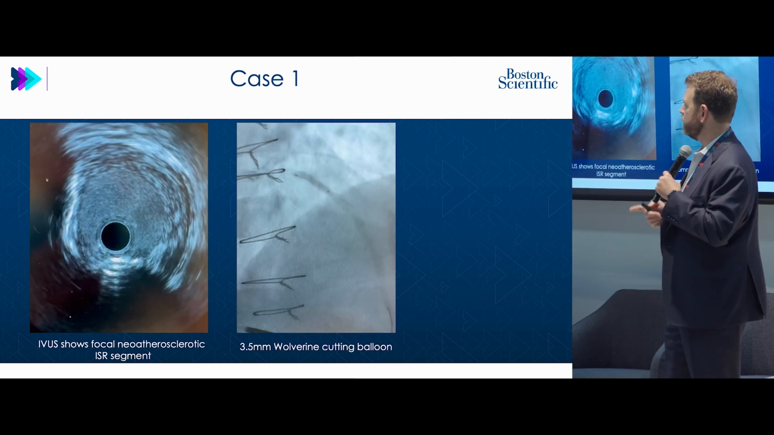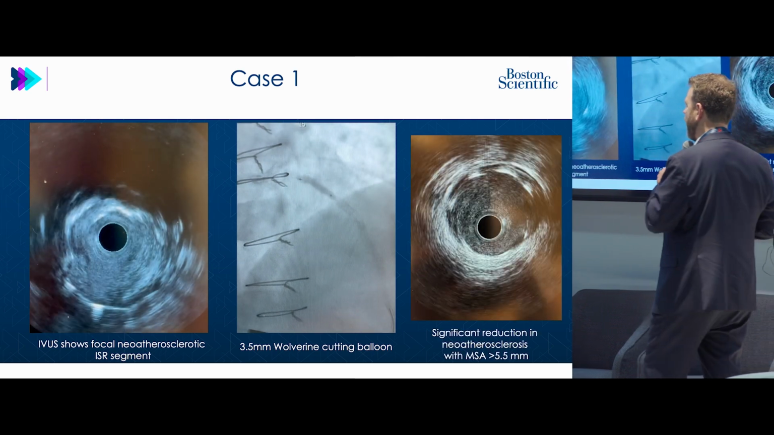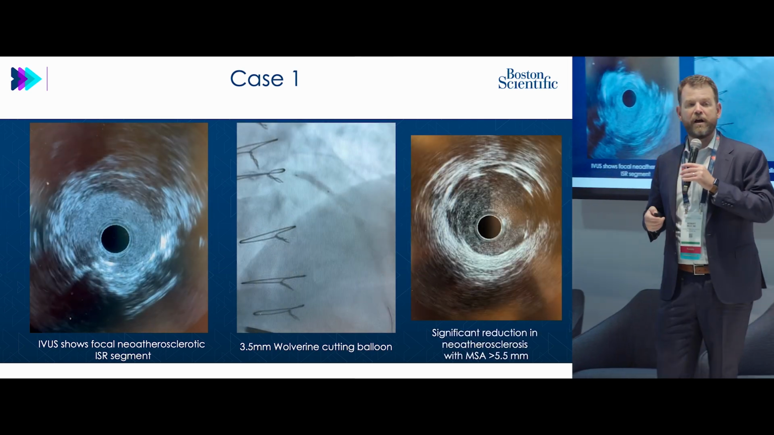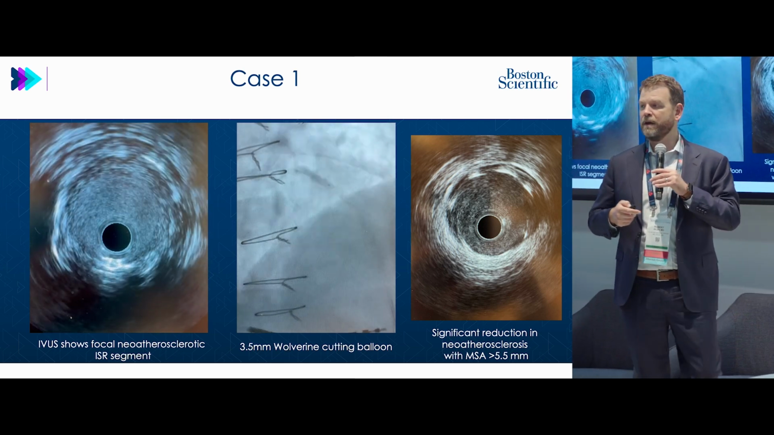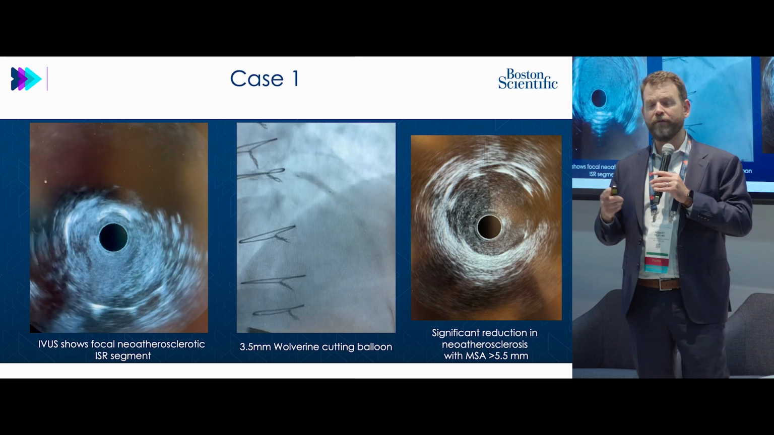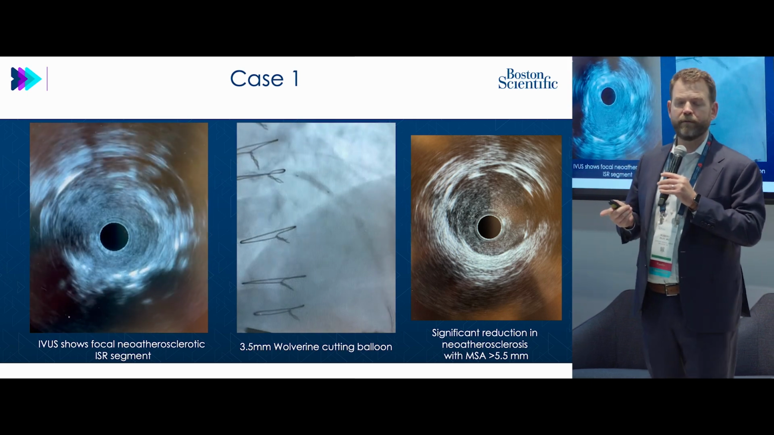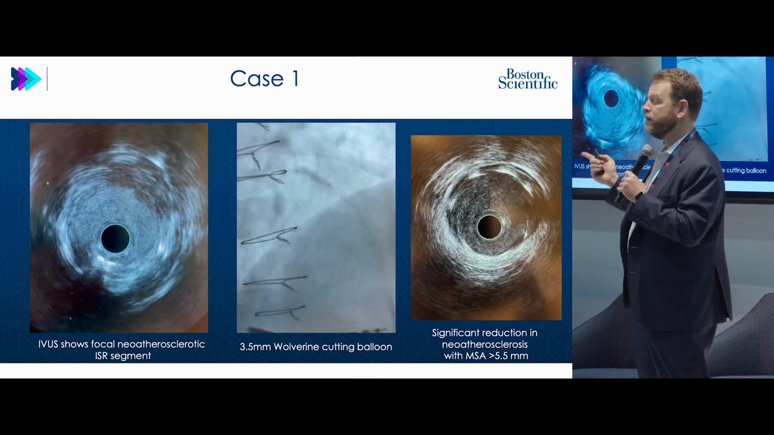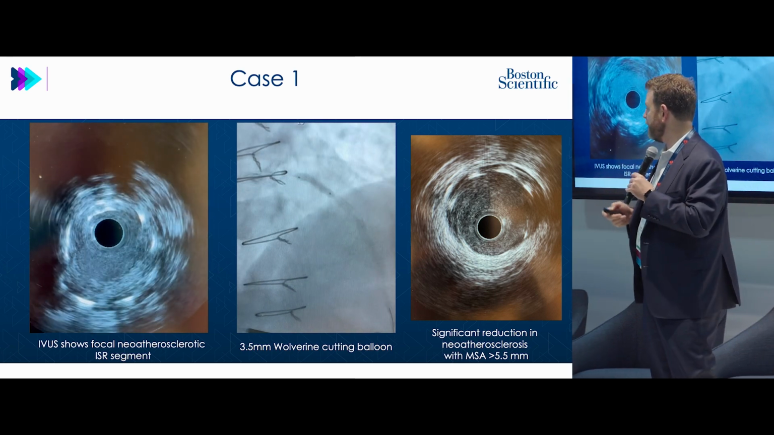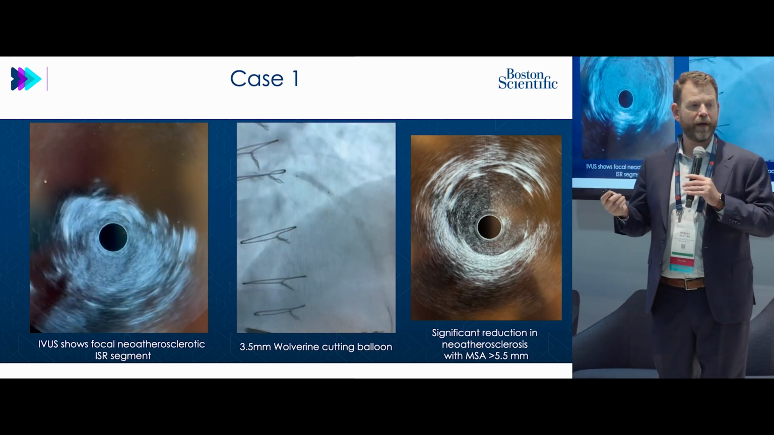It expands well, looks good. We run our IVUS back through and you can see there's a significant reduction in neoatherosclerotic plaque, less than 10% in this case. We also want to check our MSA, right? We're shooting for at least 5 to 5.5, or in our smaller vessels, at least 90% or more of our target reference vessel. And in this case, we've got an MSA above 5.5, significant plaque reduction.